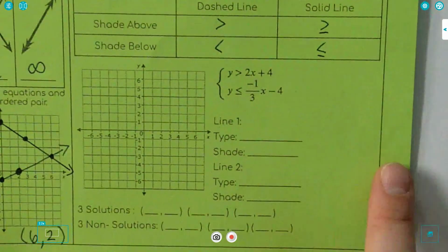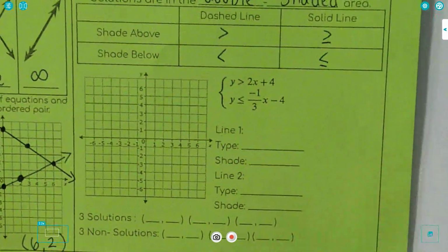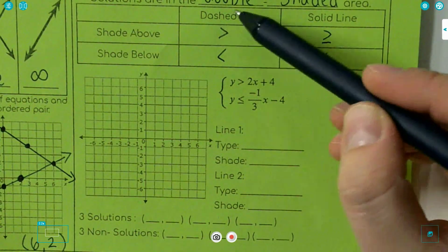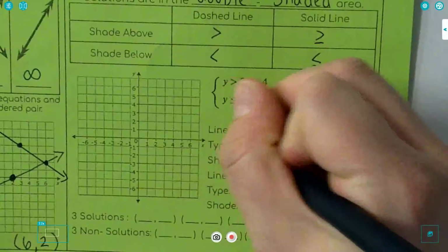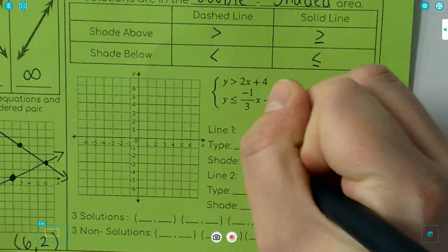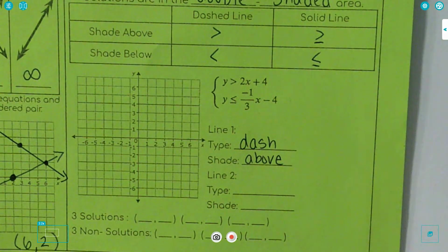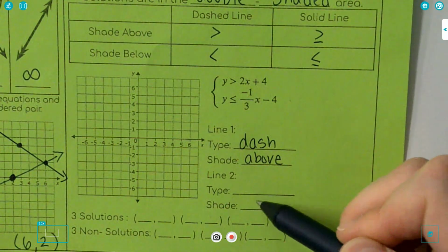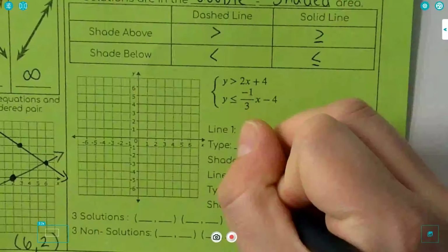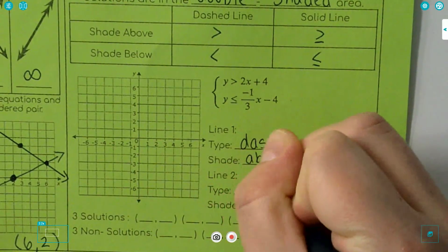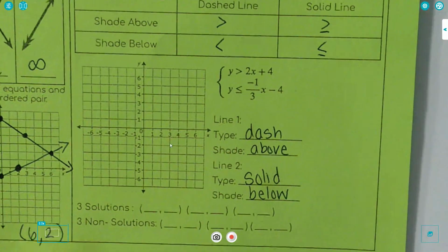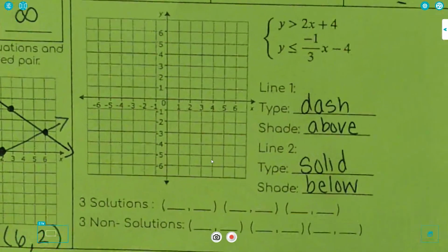Okay, so for our two equations, I'm going to fill out these blanks and then I'll zoom in. Our first line is y is greater than 2x plus 4. So greater than is going to be a dashed line that we shade above. So dash and above. And then less than or equal to is going to be a solid line we shade below. So solid and below. Any questions about those before we start graphing?